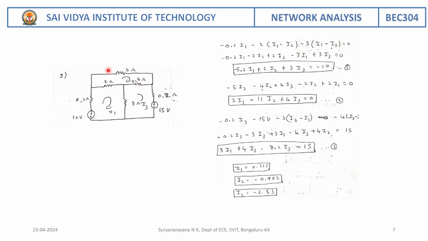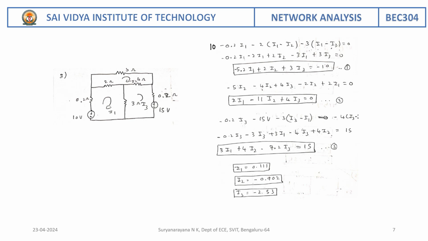So this is the next problem. We have to find I1, I2 and I3. Given this network, we have to find the current in the mesh I1, I2 and I3. So let us assume current in the first mesh is I1, second mesh is I2 and third mesh is I3. All is assumed in clockwise direction. So let us write the mesh equation, mesh 1, mesh 2 and mesh 3 equation. So now we have to write the mesh equation here. So let us write here 10.